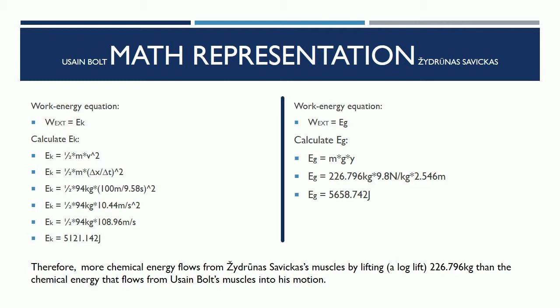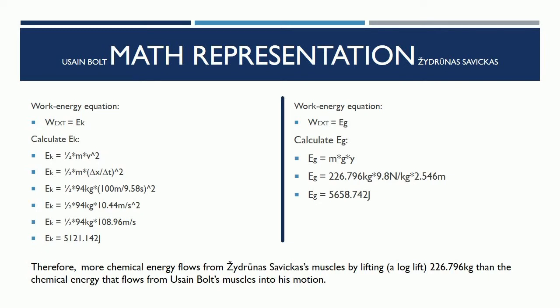Equals 1/2 times 94 kilograms multiplied by 100 meters divided by 9.58 seconds, all squared. Equals 1/2 multiplied by 94 kilograms times 10.44 meters per second, squared. Equals 1/2 times 94 kilograms multiplied by 108.96 meters squared per second squared. Equals 5,121.142 joules. Now for Zydrunas.